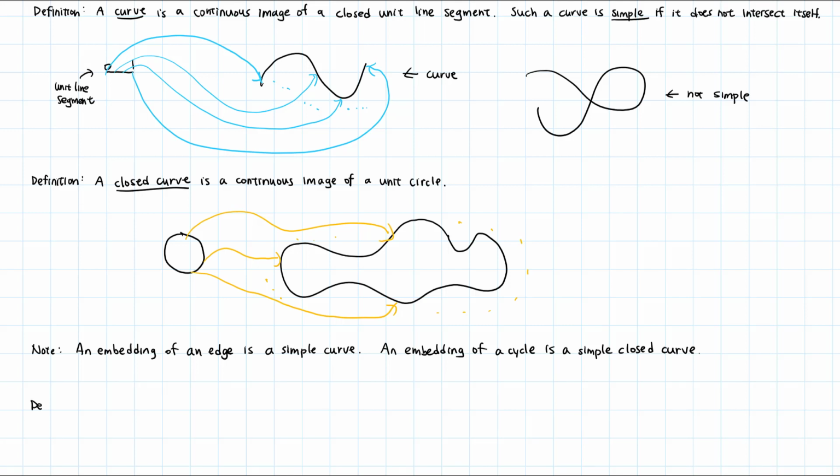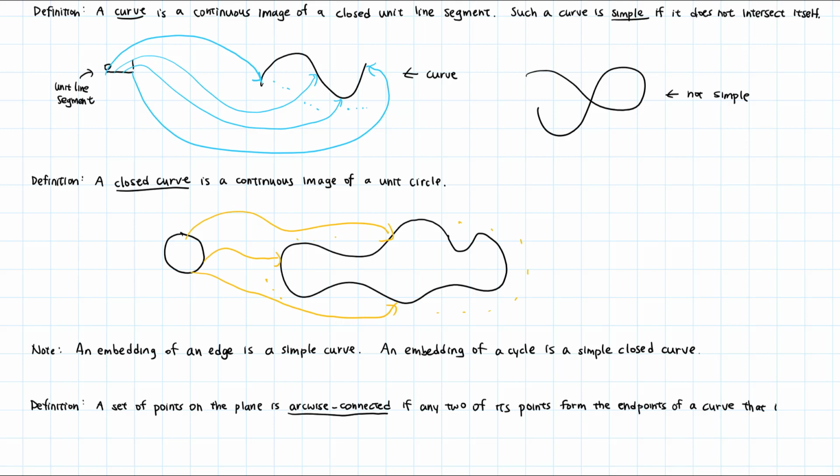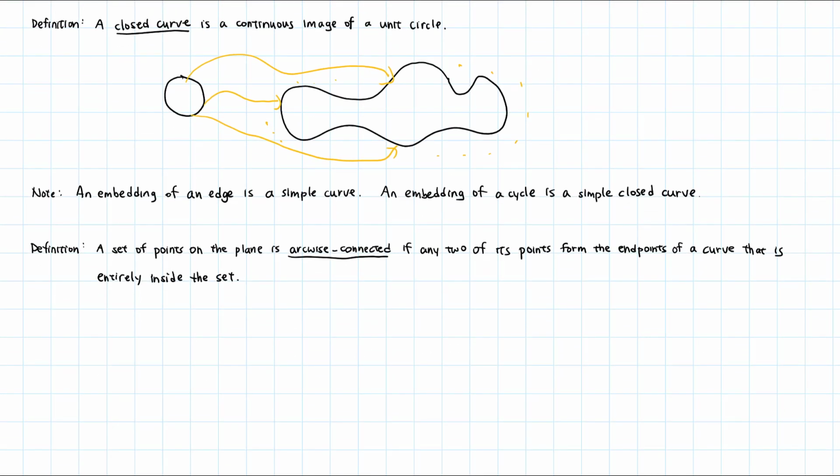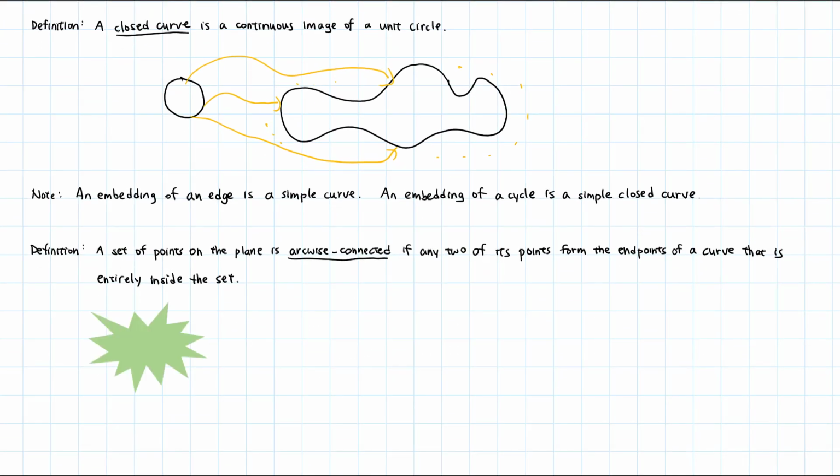Now, in a planar embedding, we may divide the plane into several connected regions. And the way we define this is the following. A set of points on the plane is arcwise connected if any two of its points form the endpoints of a curve that is entirely inside the set. For example, for the points in this green shape here, we can take any two of its points and find a curve that is entirely inside the green shape. So this shape is arcwise connected. Later, we will use this to define faces.